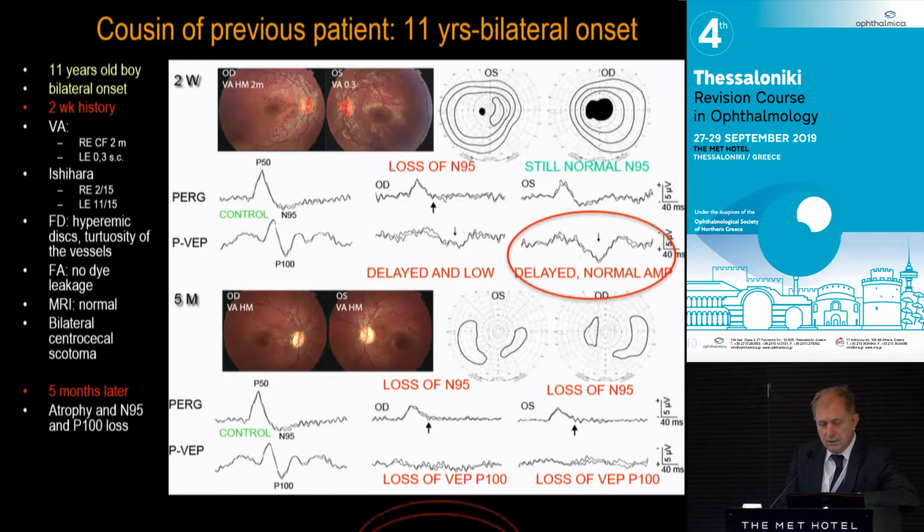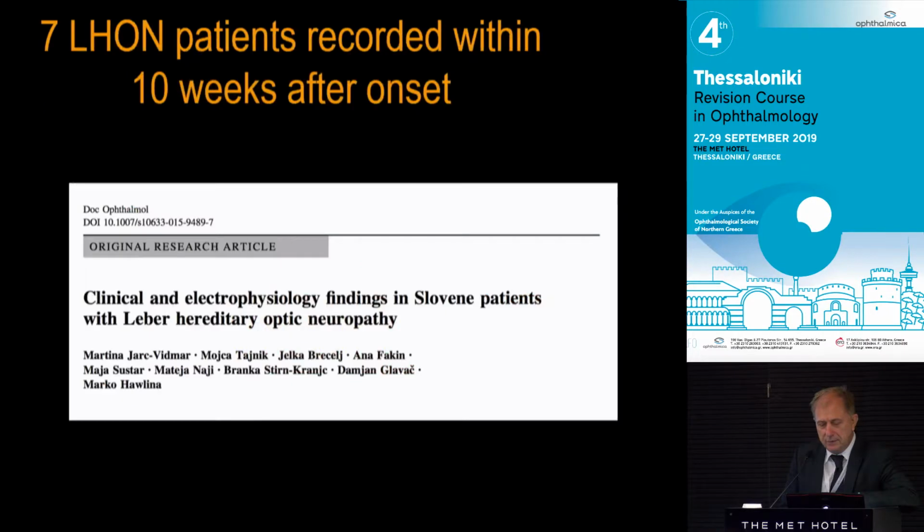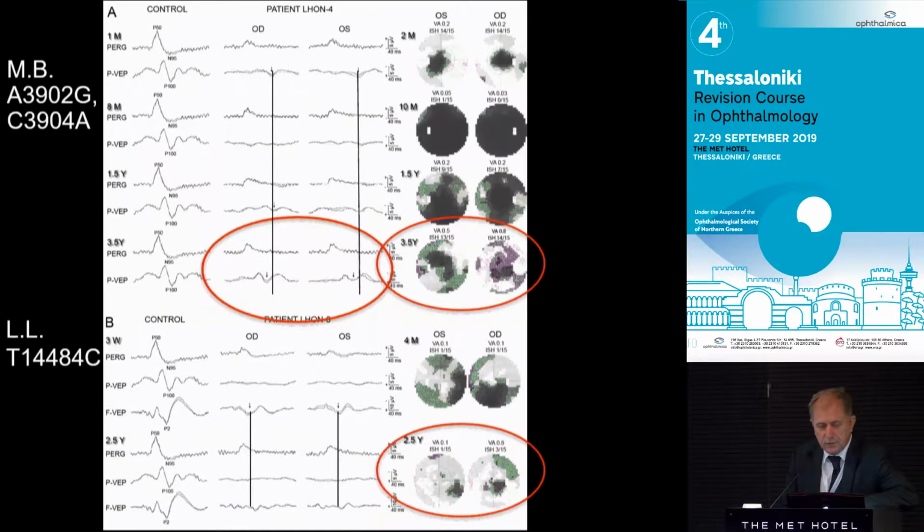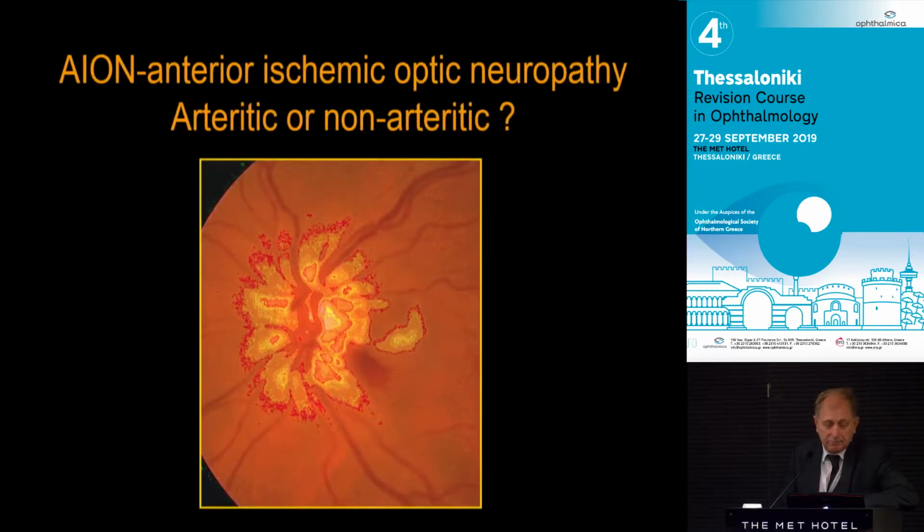Actually, you see this delayed VEP. And these were the patients that were published in a series of Slovenian Leber patients. Some of them actually improve in a spontaneous way, and some of them do show some improvement of the electrophysiological signals. But you see how the visual fields actually can improve also in these patients, which otherwise you would not expect that they would improve. That sometimes takes quite a lot of time.